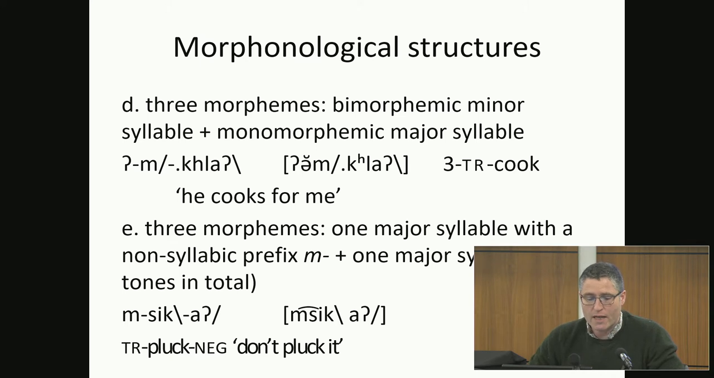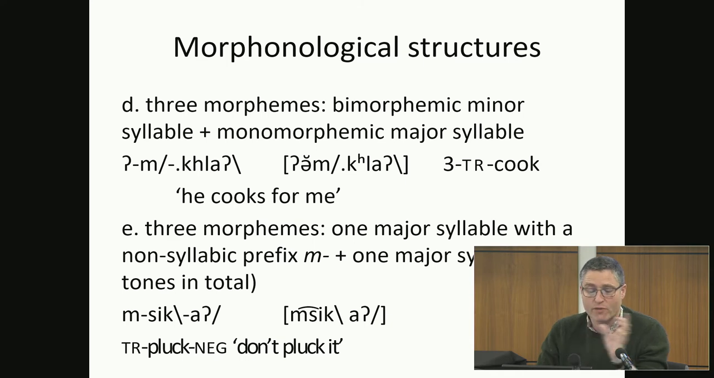Right, so and then we've got three morphemes with two major syllables at the bottom. So the subject marking prefixes disappear in negative verbs. Negation is very simple. You just have an a suffix. So sik is go, sika is, sik is pluck. Yeah. Sika don't pluck. Msika don't pluck it.